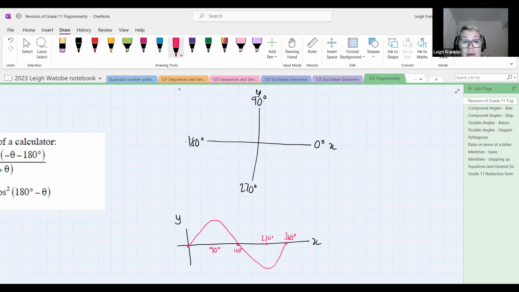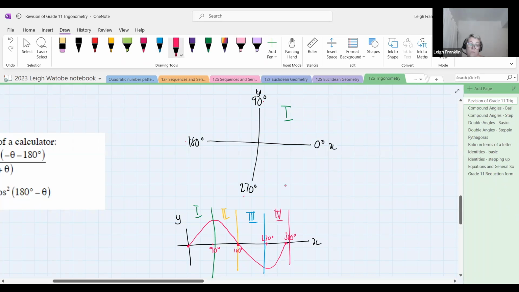180 is there. 270 is here. 360 is back there. So in other words, when we look at it from this perspective, if I draw a line down here, this is quadrant number 1, just like this is. Between the green line and the yellow line, this over here is quadrant number 2. Between the yellow line and the blue line, there is quadrant number 3. And between the blue line and the pink line, there is quadrant number 4.